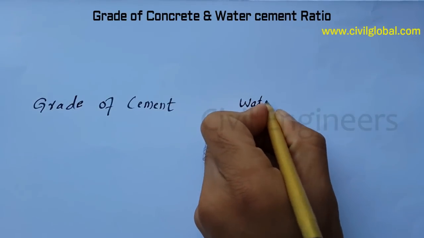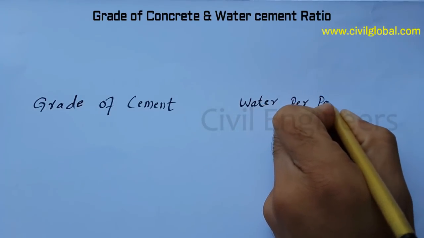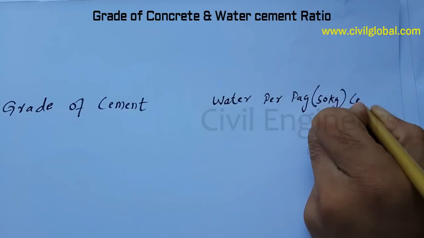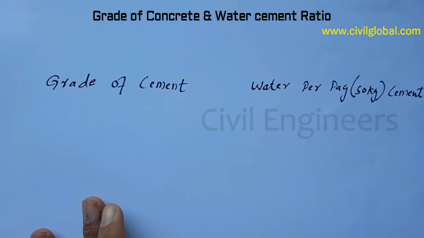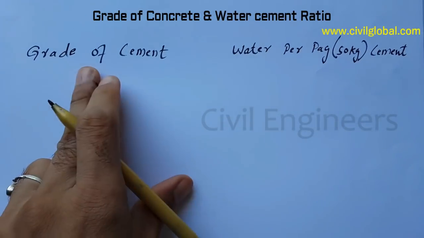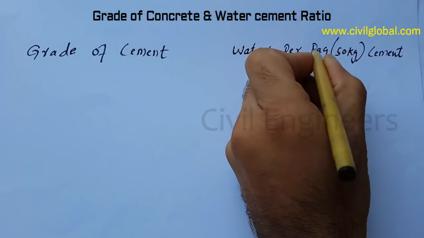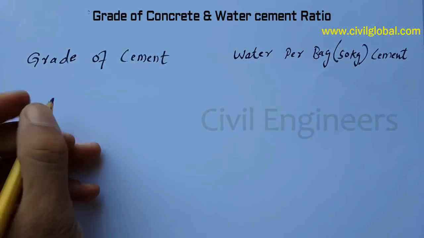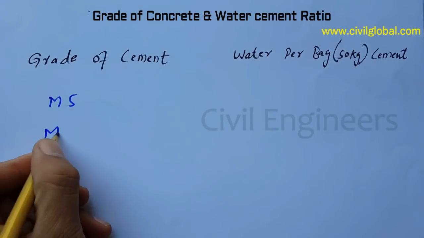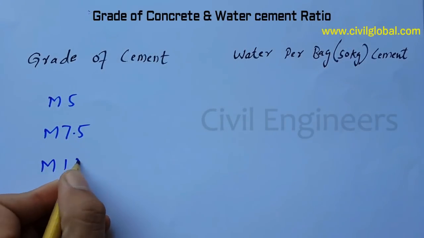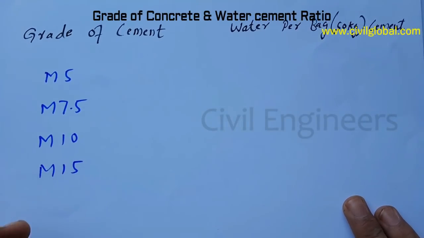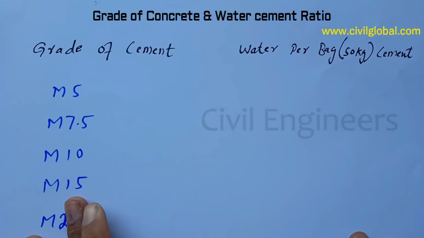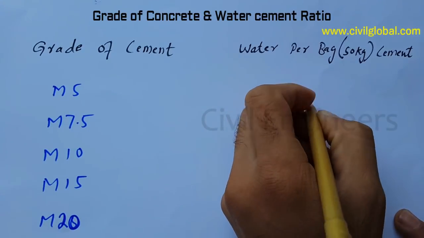Water per bag, meaning per 50 kg cement bag. Now for M5, M7.5, M10, M15, and M20.